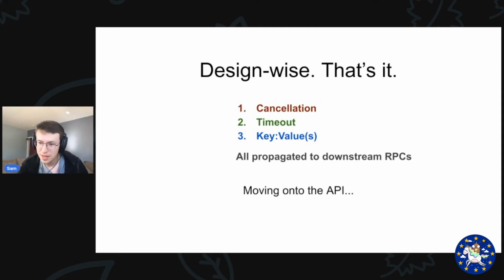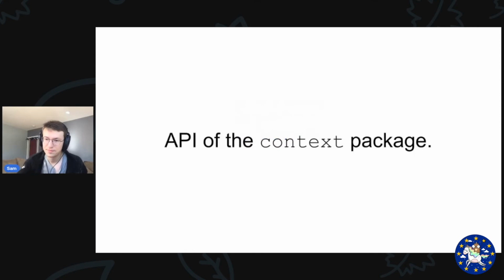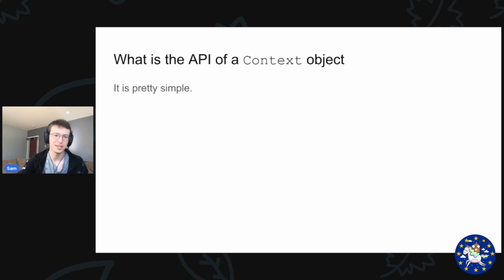Moving on to the API. So the API of the context package. This is where we get into how to actually use it. It's very simple. So a context object, that ctx object that you're passed, is an interface.